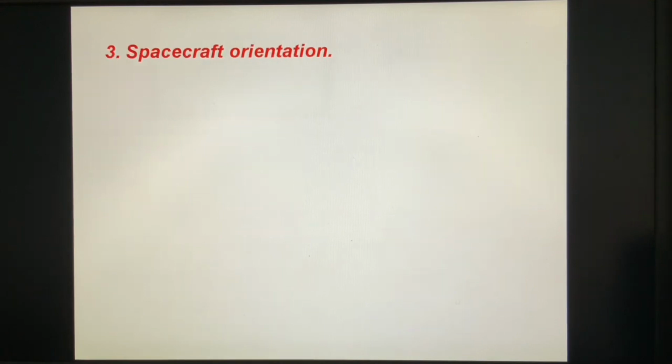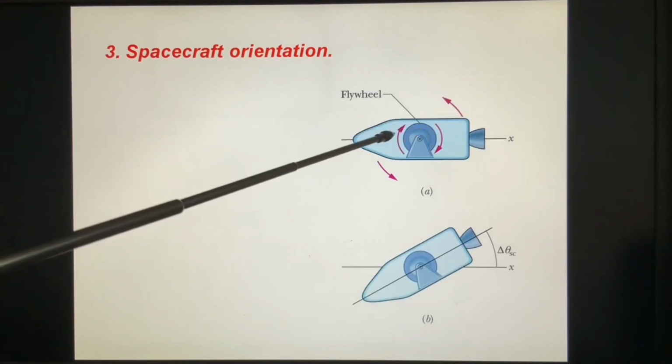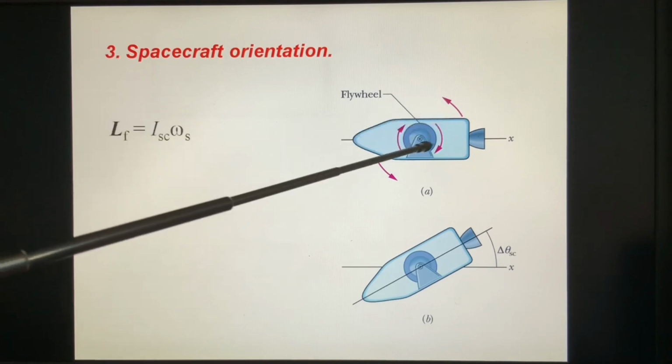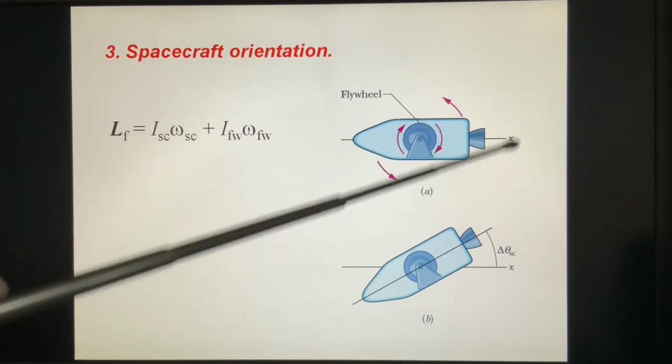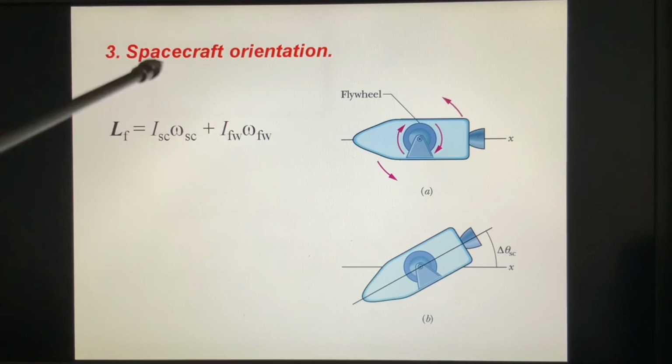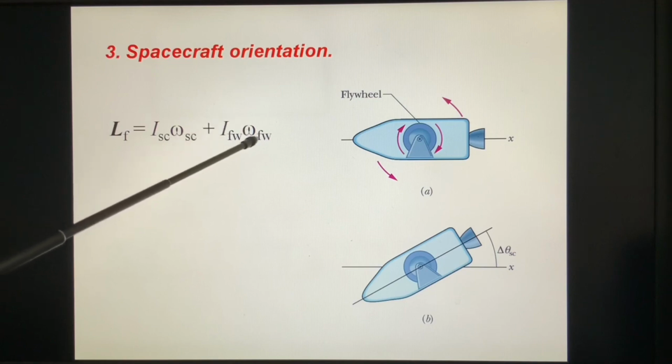3. Spacecraft orientation. In a spacecraft, we have a flywheel. When you want to adjust the orientation of the spacecraft, we rotate the flywheel. Why? Because this is an isolated system. The total external torque is zero, so its angular momentum is conserved, which is equal to I_spacecraft ω_spacecraft plus I_flywheel ω_flywheel.